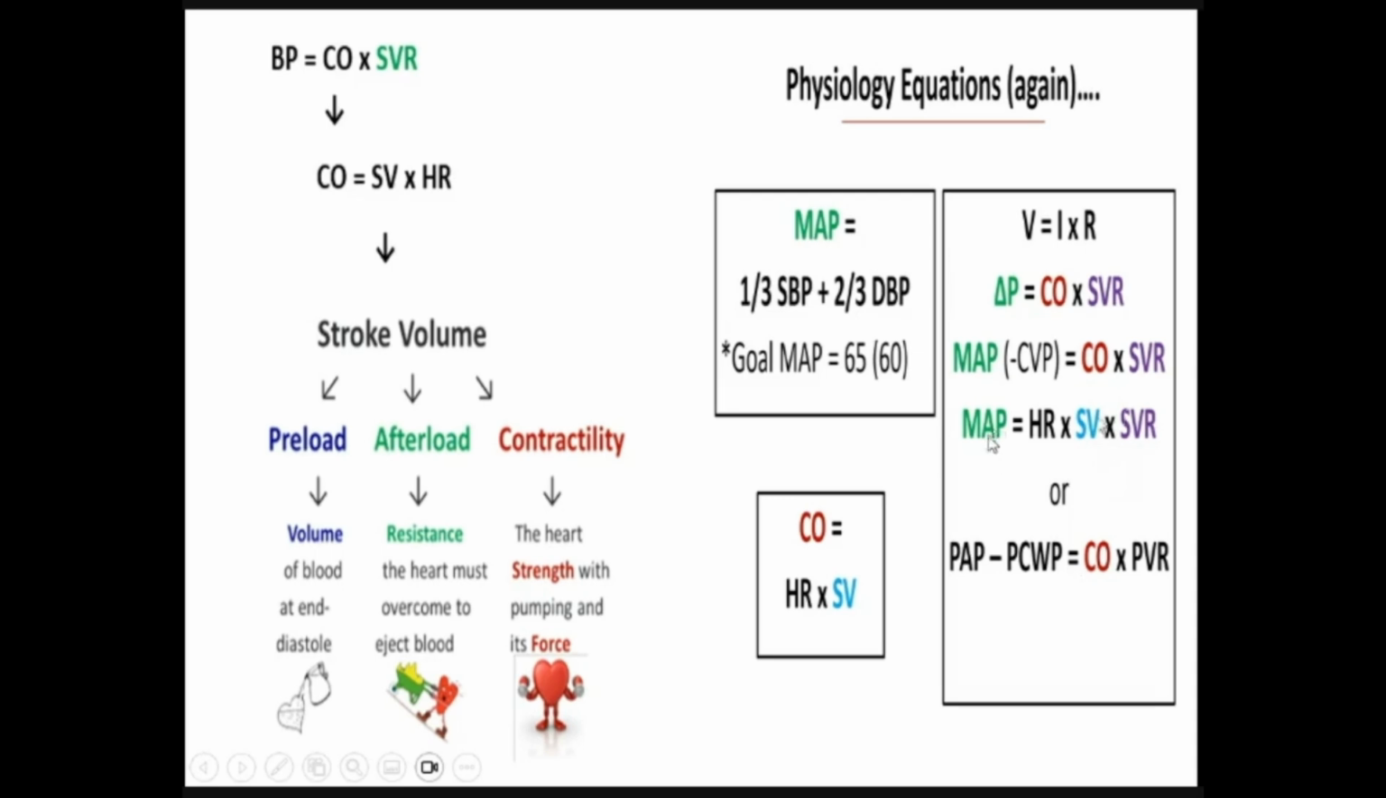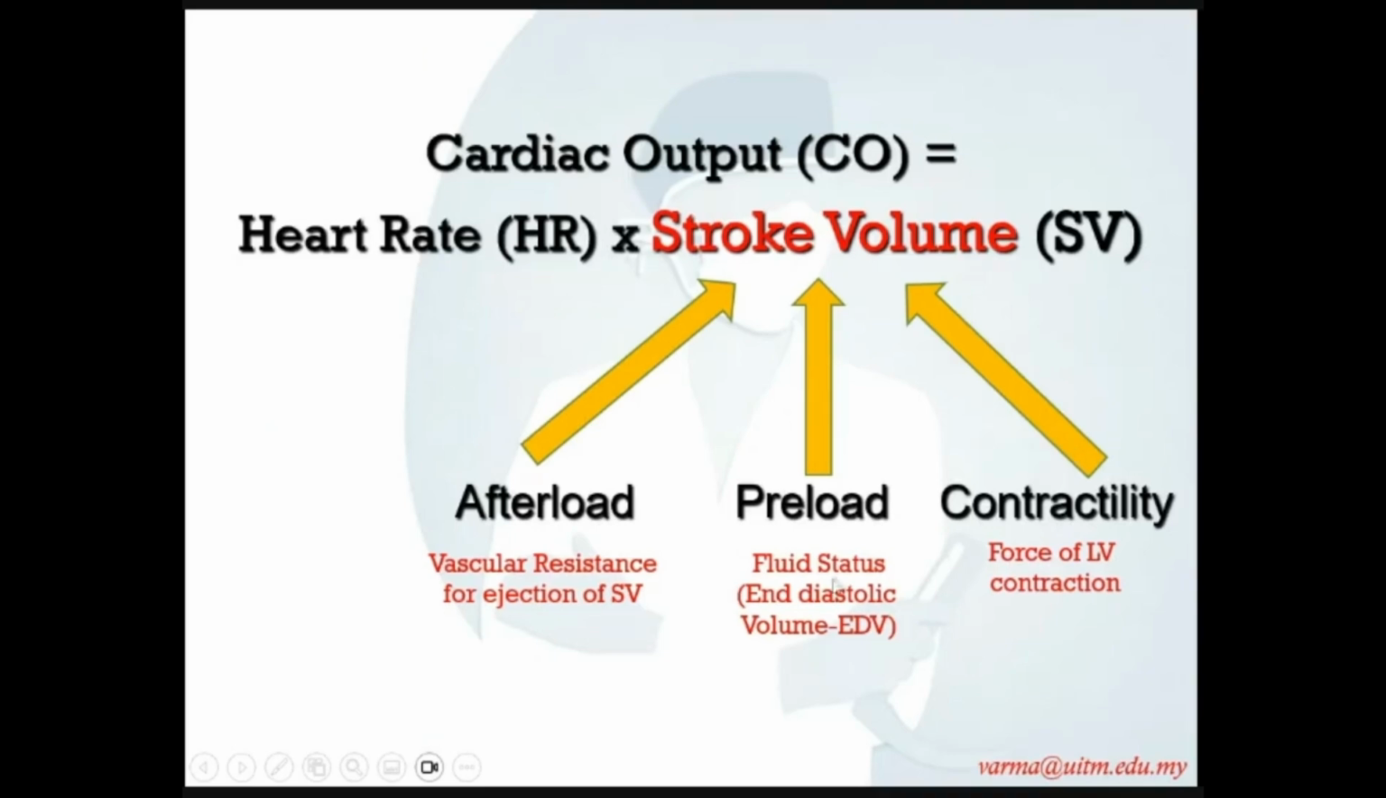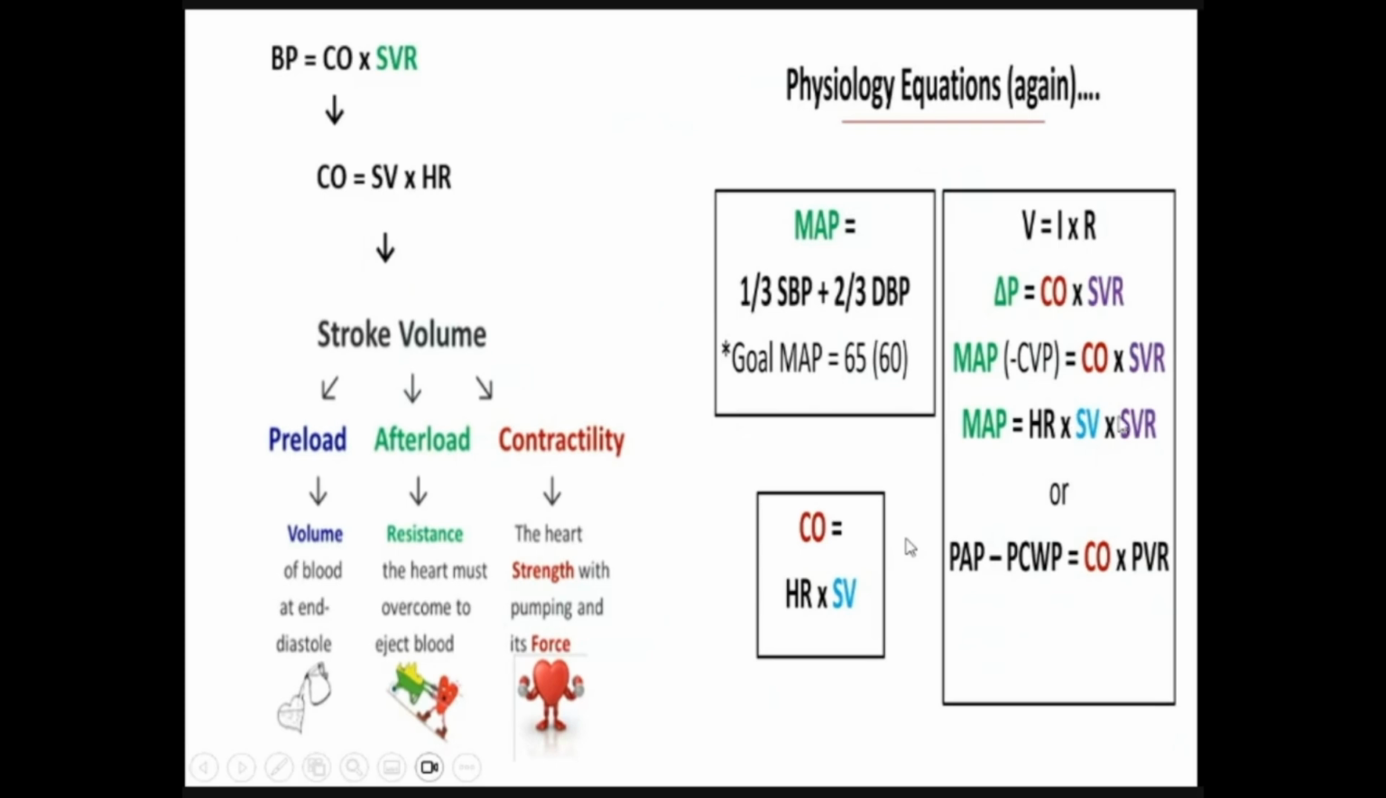As a compensation, you have tachycardia. Your heart rate will go up to maintain the blood pressure. If that cannot maintain the blood pressure, the BP will drop. So that is why we give fluid. We give fluid to push up the stroke volume. We push up this left ventricular end diastolic volume. Next, we give vasopressors to vasoconstrict to increase the systemic vascular resistance.